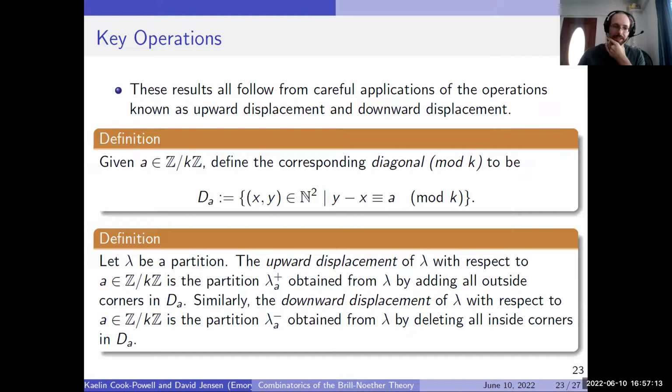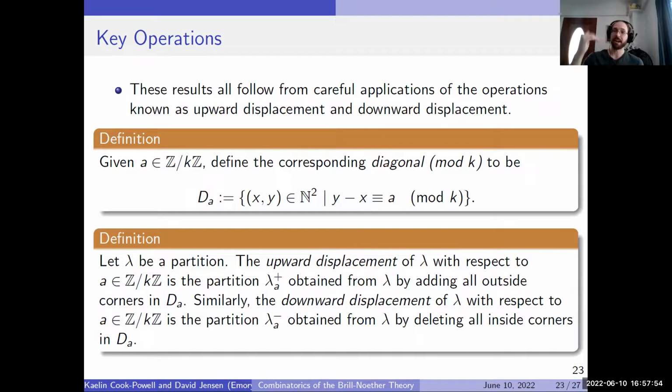So why do I care about these diagonals? Well, I want to start worrying about something that we call removing symbols or adding symbols. Upward displacement. Since we're using English convention and not French convention, this may sound a little backwards, but the upward displacement of lambda with respect to a in Z mod k is the partition obtained from lambda by adding all outside corners in the diagonal a. And the downward displacement is the same idea, but removing all inside corners in that diagonal.